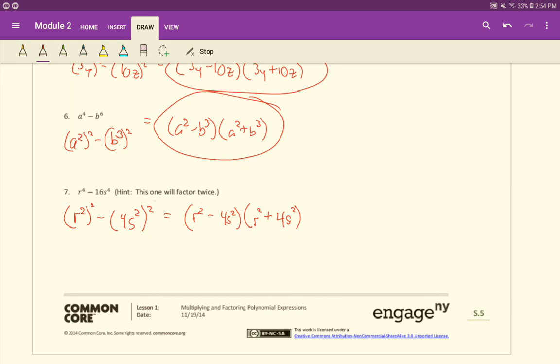You notice here they give us a hint. This one will factor twice. So let's look at our answer here. Where does it factor again? Where's another difference of squares? Right here. So this will factor to be r minus 2s and r plus 2s. And then this is not a difference, so we can't factor any further. We don't have a sum of squares rule, so this is just our final answer.